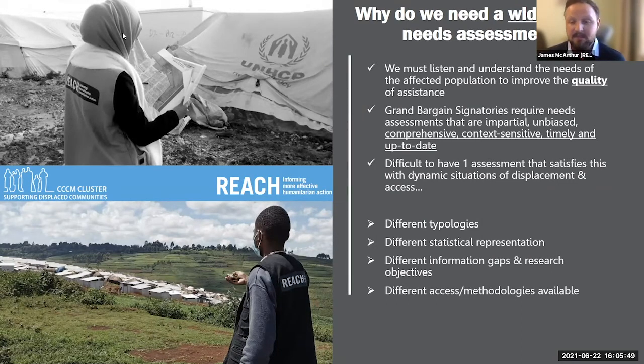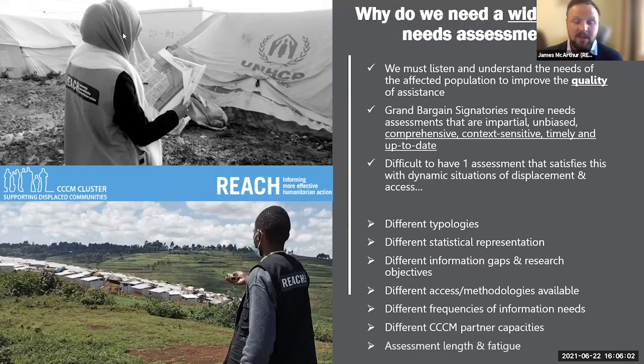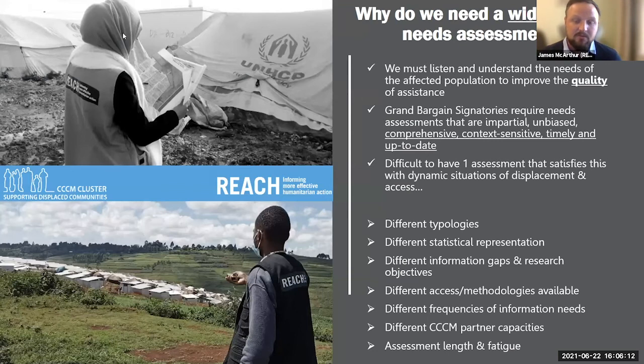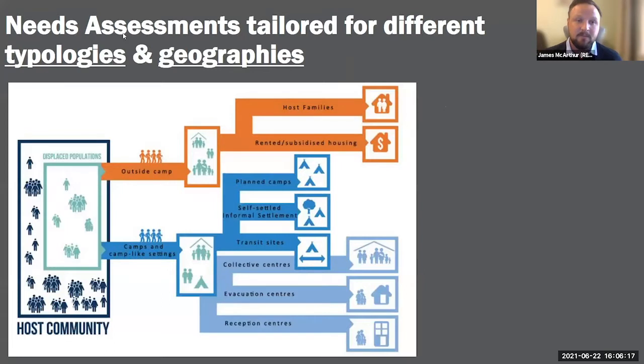Different access methodologies available, different frequencies of information needs, how much time do we have, what's good enough for the response? There's different CCCM partner capacities, and we also have to understand what can we accomplish in one assessment, given the assessment length and assessment fatigue. And I think that all plays into many different factors of why there are such a wide range of different needs assessments.